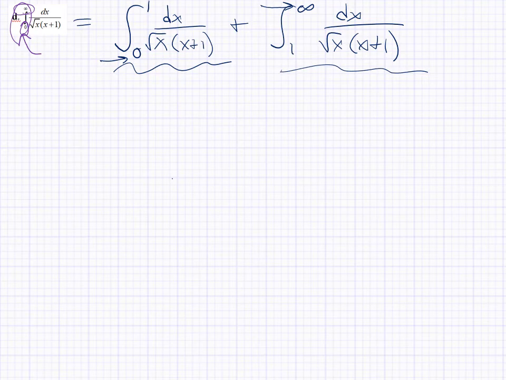And I chose 1 to be the place where I split because 1's an easy number to work with. I just randomly picked 1. I can pick 2, I can pick square root of 7, I can pick whatever I want. So I went with 1.